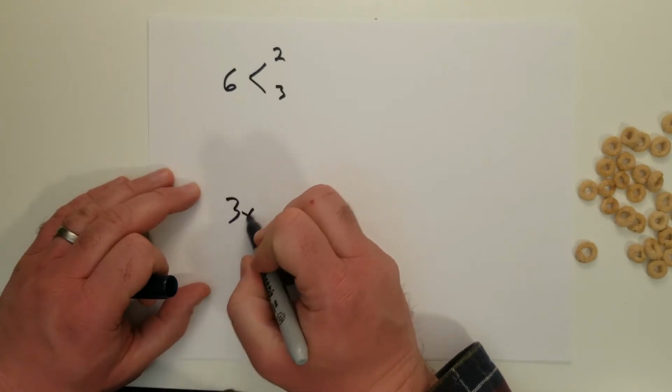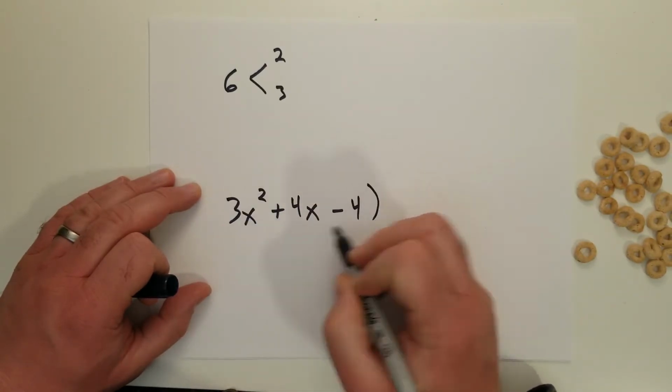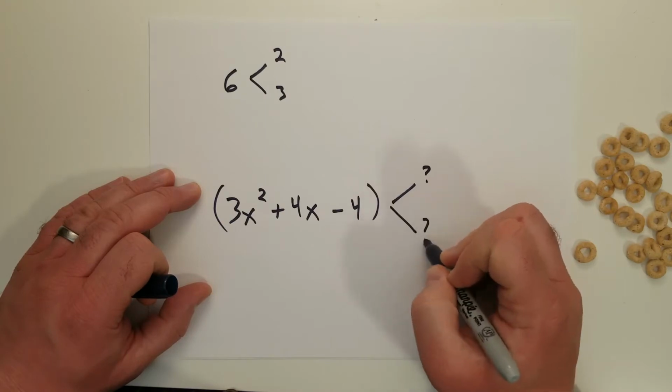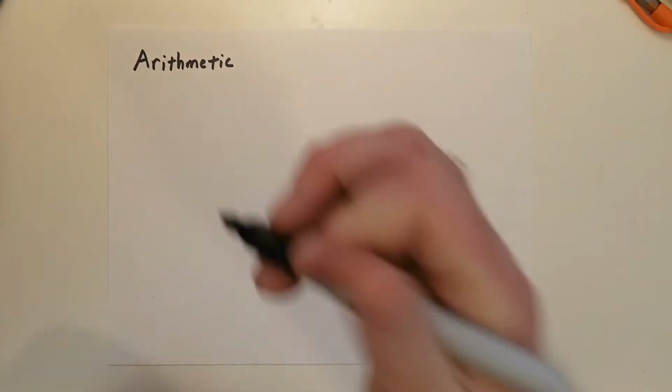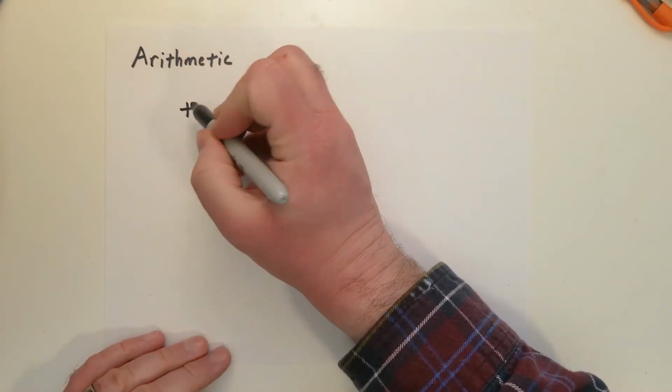But what about something like 3x squared plus 4x minus 4? What could multiply to make that? Or is it prime, meaning it's as small as it gets? Before we get into the process of taking things apart, let's look at how they're put together.